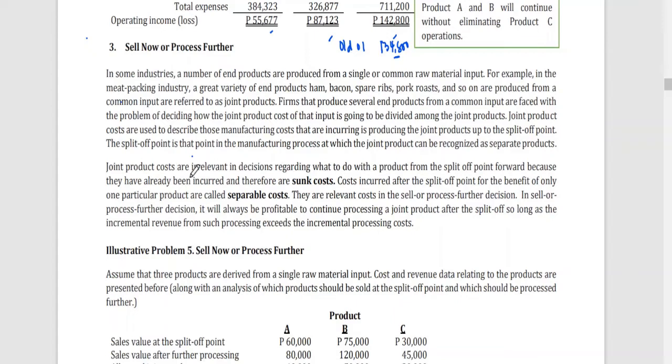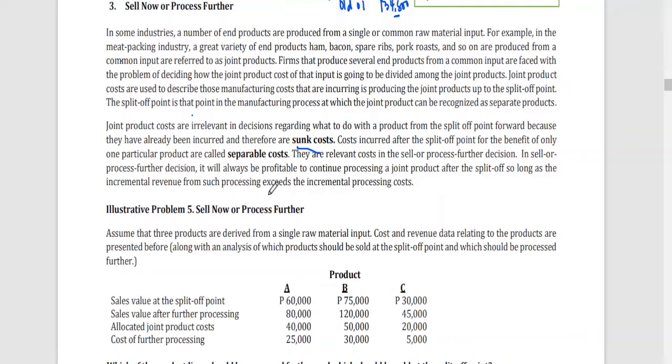Joint product costs are irrelevant in decisions regarding what to do with the product from the split off point forward because they have already been incurred and therefore considered as sunk costs. Because whether we like it or not, the joint product costs should be incurred and these are already incurred in order to have the separate products. Costs incurred after the split off point for the benefit of only one particular product are called separable costs.